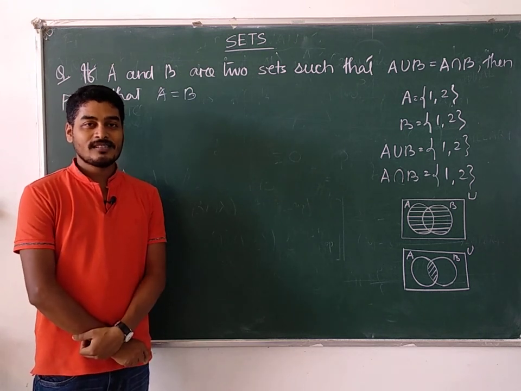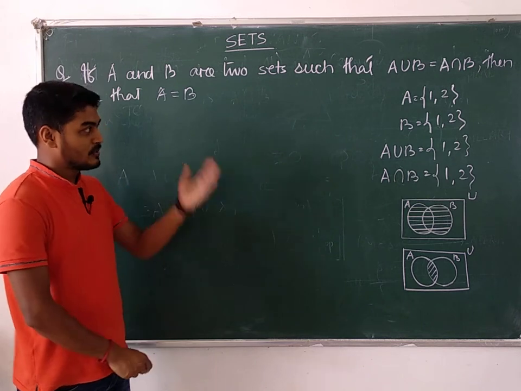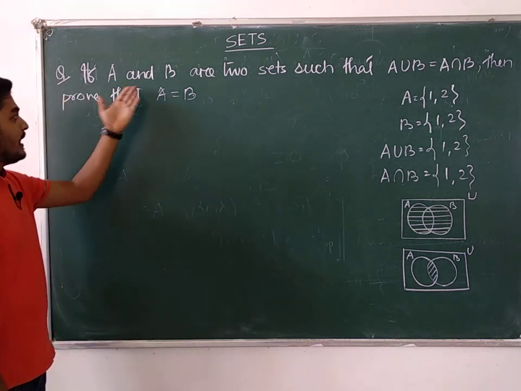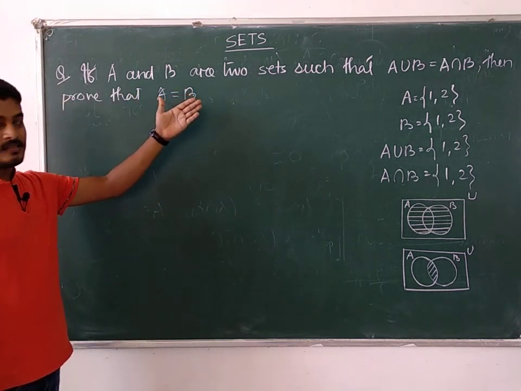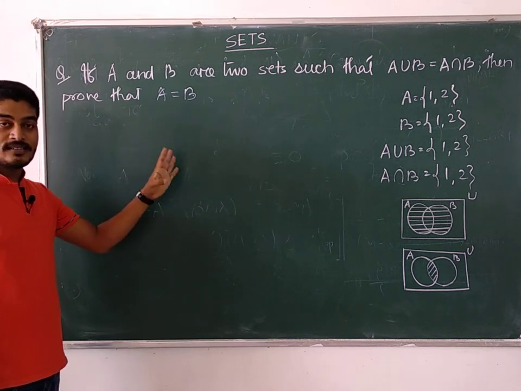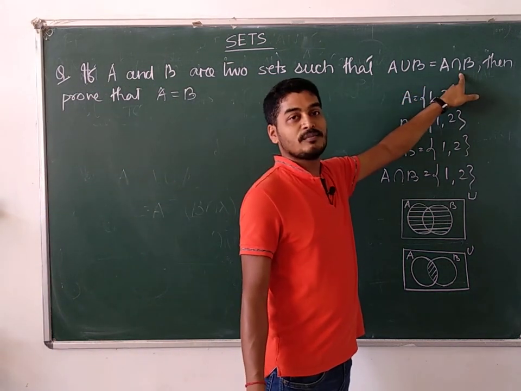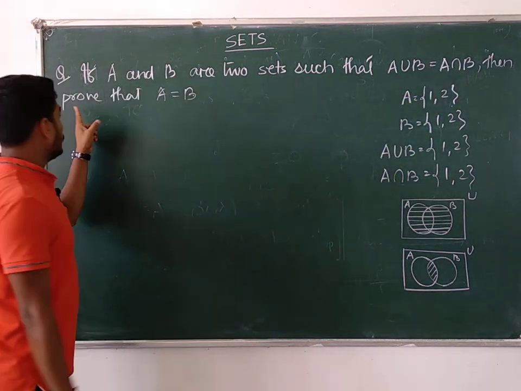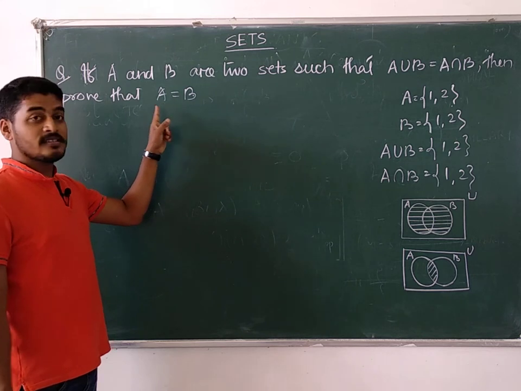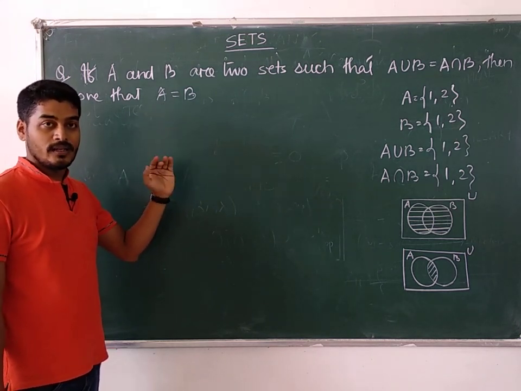Here in this lecture, I have selected one question from your set theory. The question is like that. If A and B are two sets such that their union as well as the intersection are equal, A union B is equal to A intersection B, then you have to prove that the sets are nothing but the same set. That means they are equal.